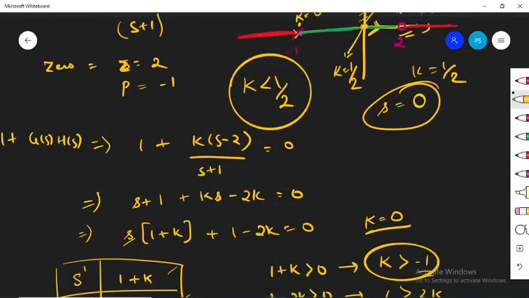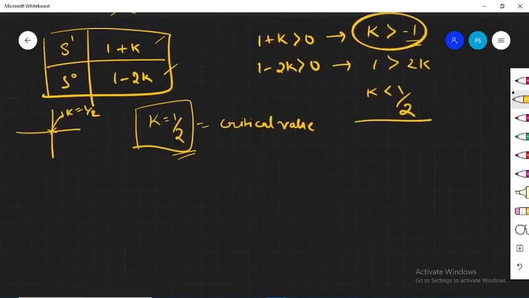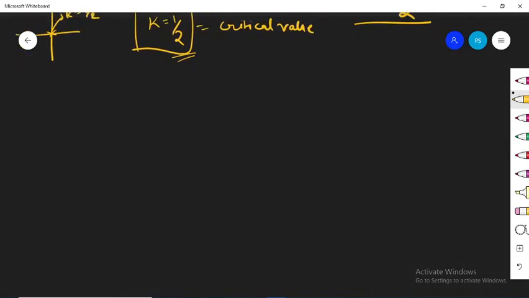Now let us take another example. We are moving step by step. In the first step I took a single pole, then I took one pole and one zero, and then I tried to vary the position of the zero. So moving ahead like that only.